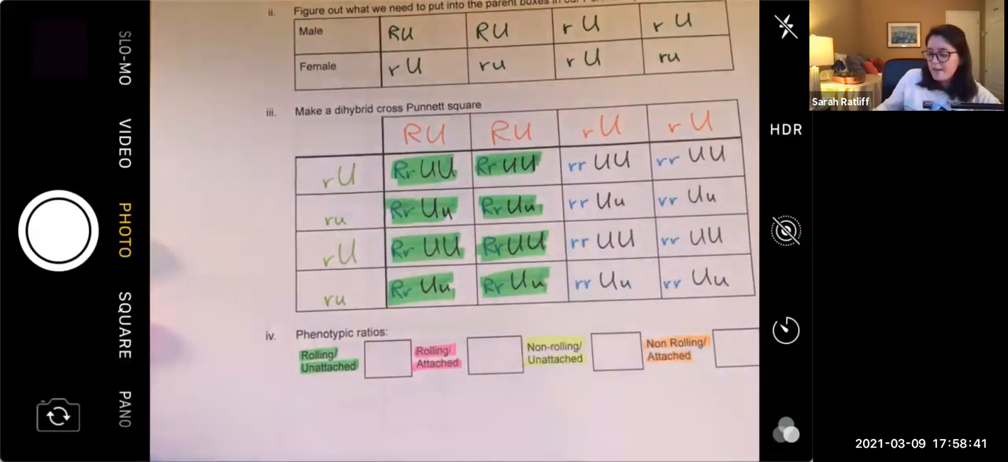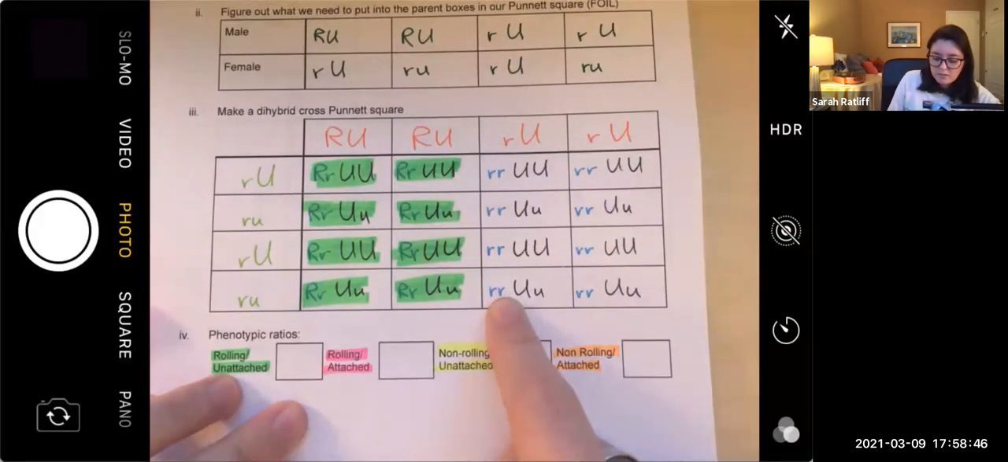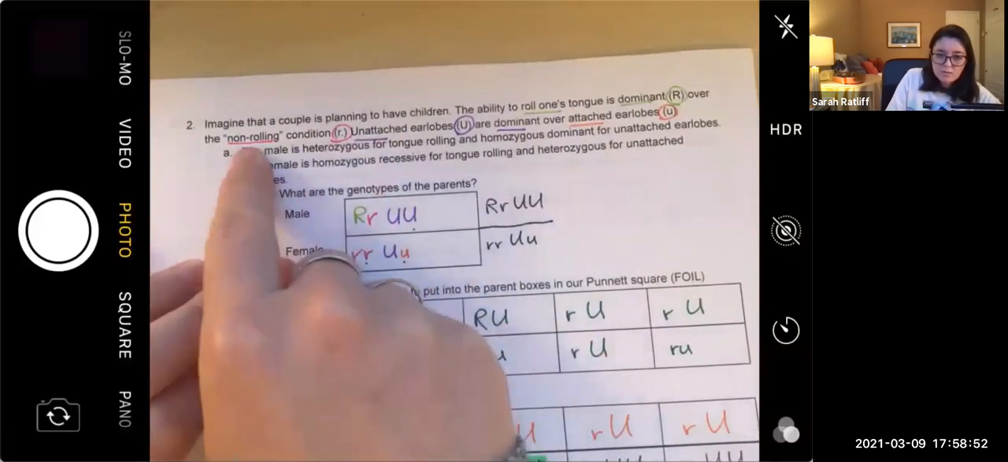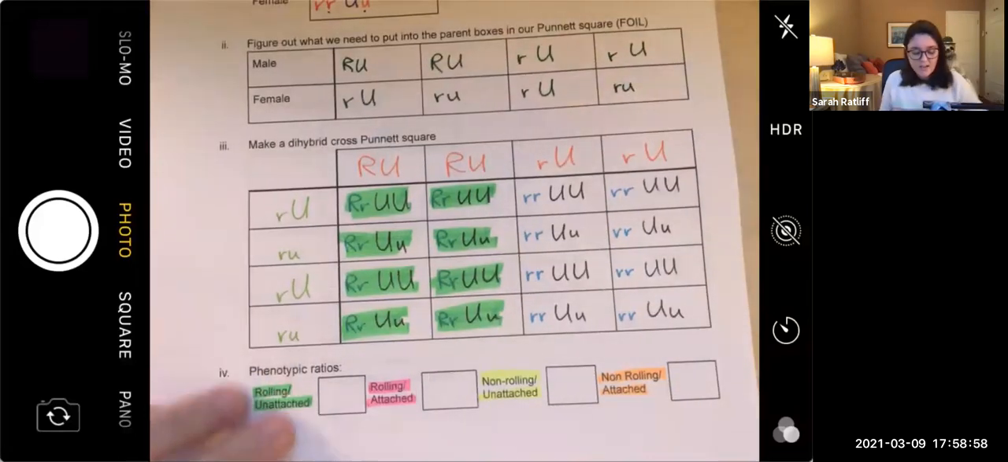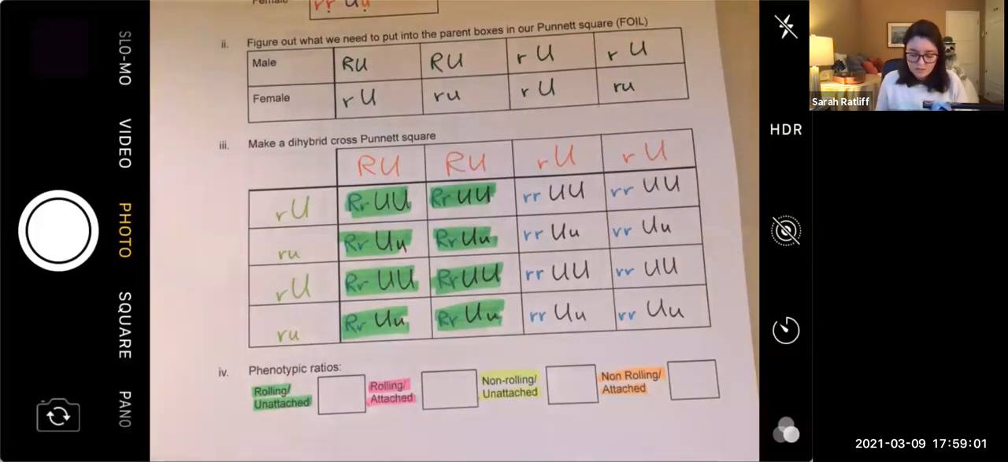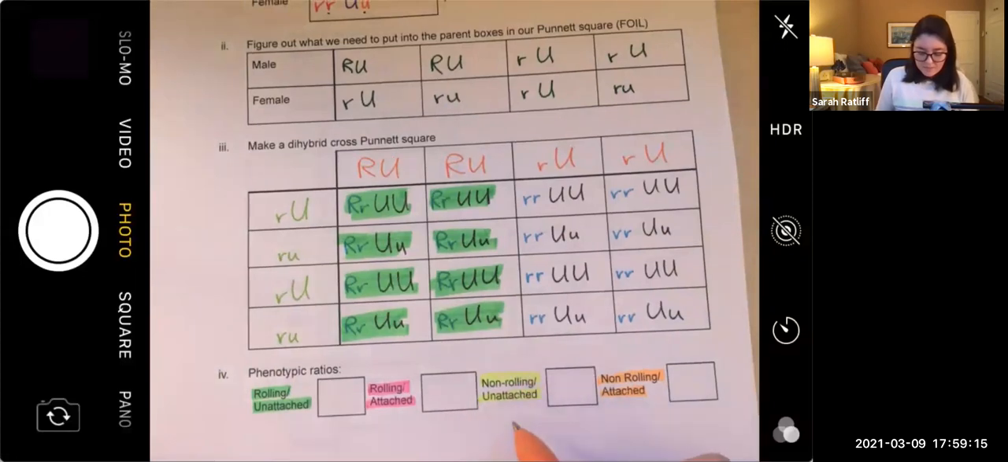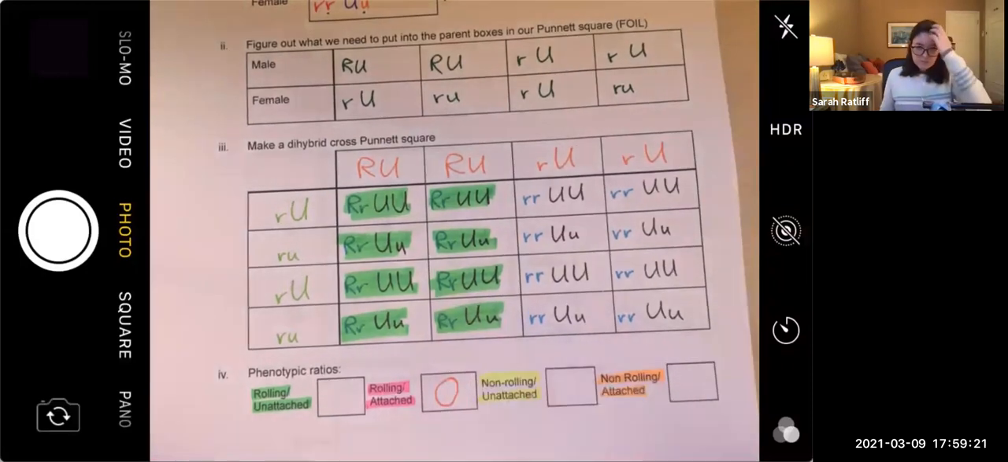Okie doke. Now, moving on to this column, I don't see any big R's. What does that mean? It means we're going to be non-rolling, and we need to keep an eye on those U's. Unattached is dominant. So we got little r's, which means non-rolling for these, so it could be yellow or orange. I'm going to get rid of my pink because I know it's not going to be pink. None of them are rolling and attached. We don't have any pink here, so right off the bat, that's going to be a 0.